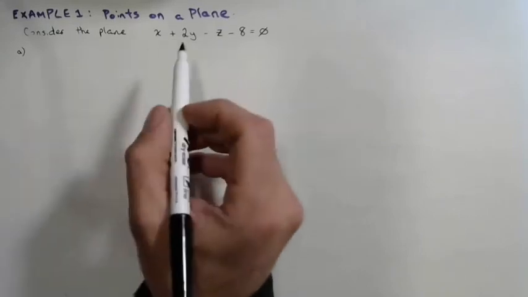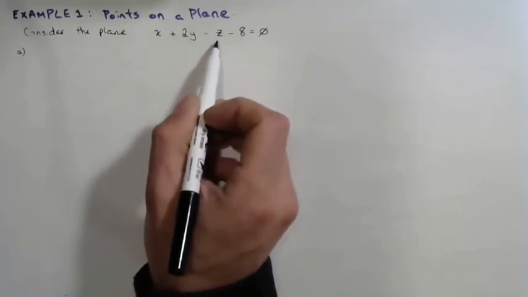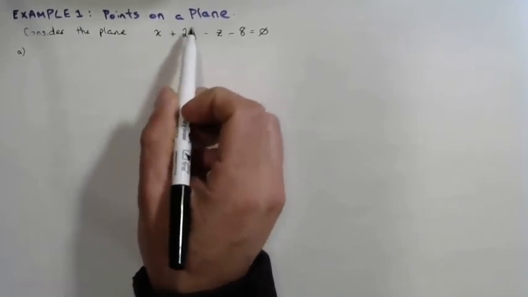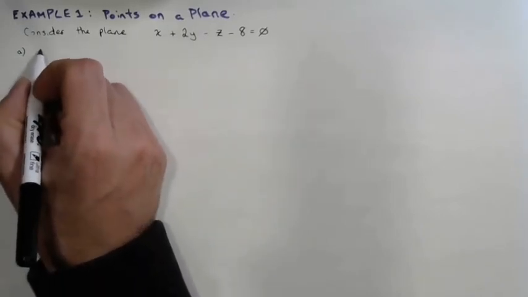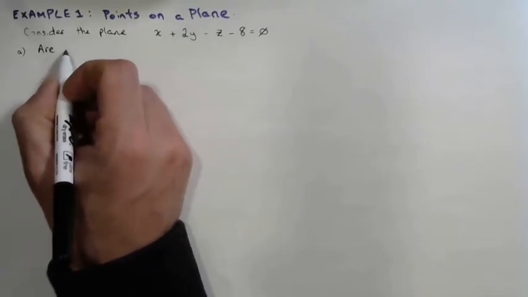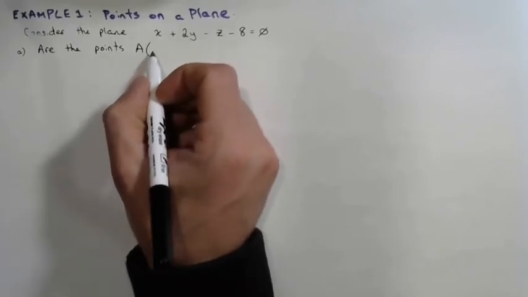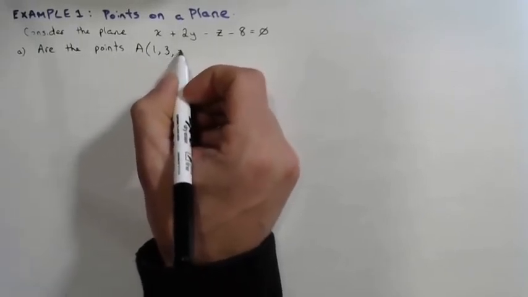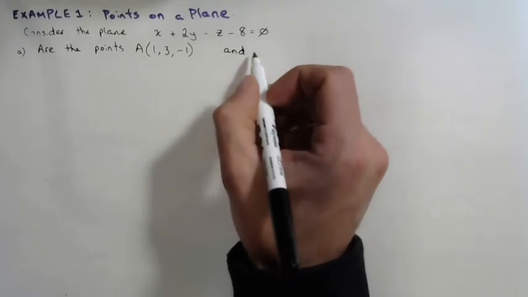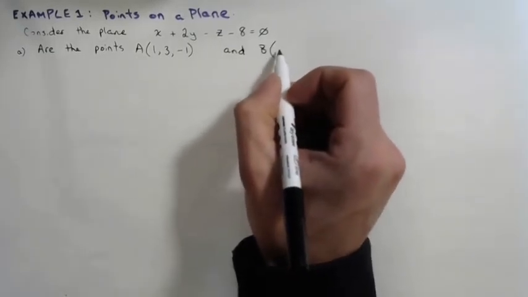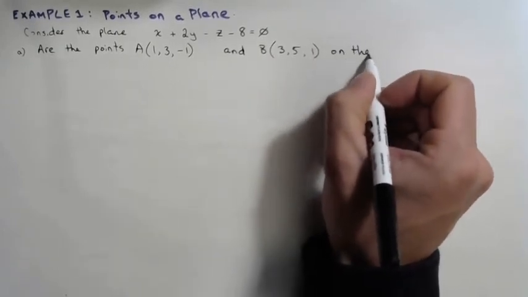And what do we need to do? You can see here that none of the three parameters has a coefficient of 0. So they're all involved in figuring out which points are going to be on this plane. That's what our first part is. We're going to decide if the points A, 1, 3, -1, and B, 3, 5, 1 are on the plane. I'm just going to do two of them; there are 3 in the textbook.